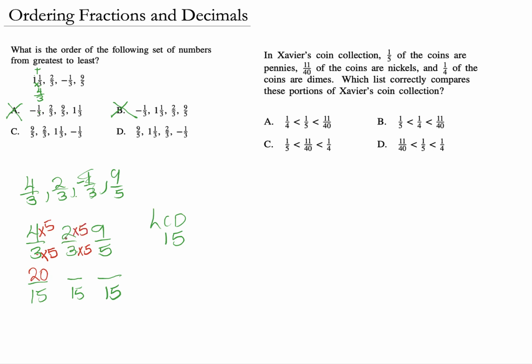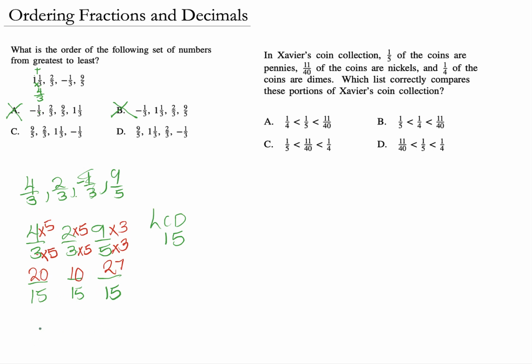At the top as well, and 2 times 5 is 10. And then to make this 5 of 15, I would have to times by 3. And that gives me 27. So just as before, the denominators are the same. And remember, we are putting this in order from biggest to smallest. So I got 20, 10, and 27.